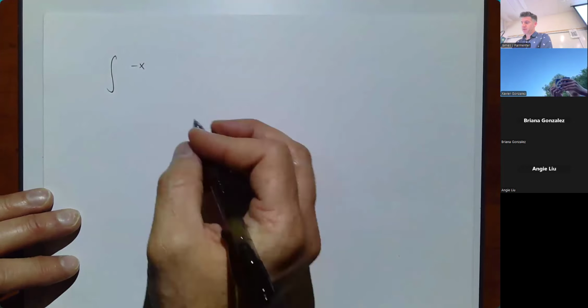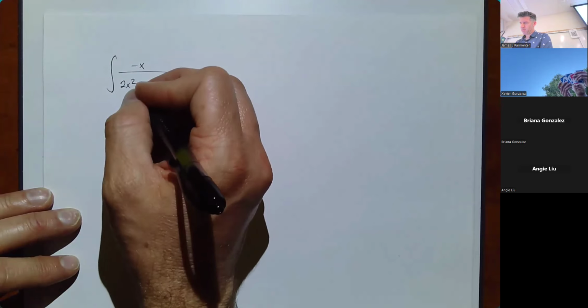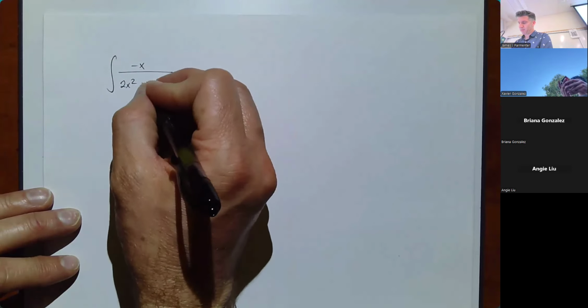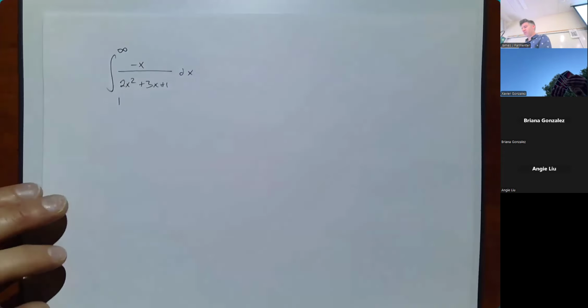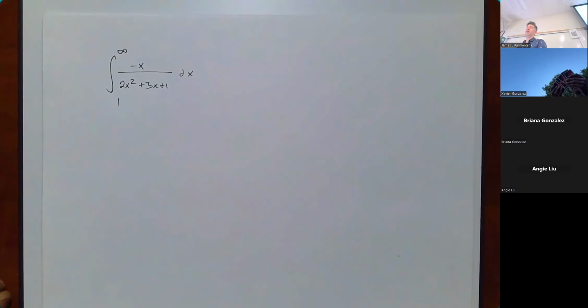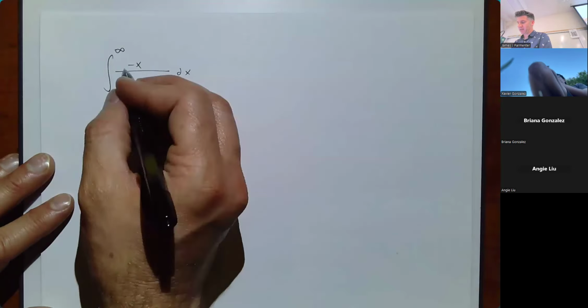Negative x over 2x squared plus 3x plus 1, from 1 to infinity. I really want negative x up there. That seems really wrong. I might fix it midway through. I promise it won't be that broken. Sorry, I was trying to make it work out. I was trying to make it a partial fractions problem first. Well, let's do the partial fractions and then we'll talk about what I really wanted here.